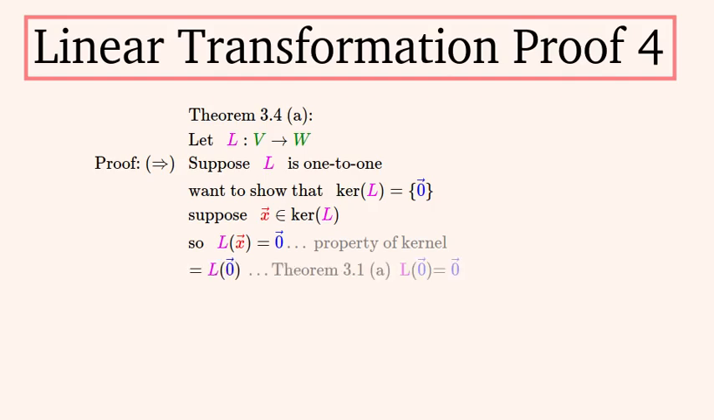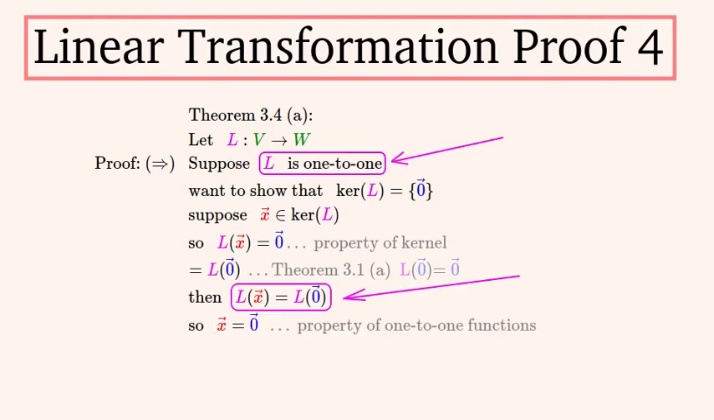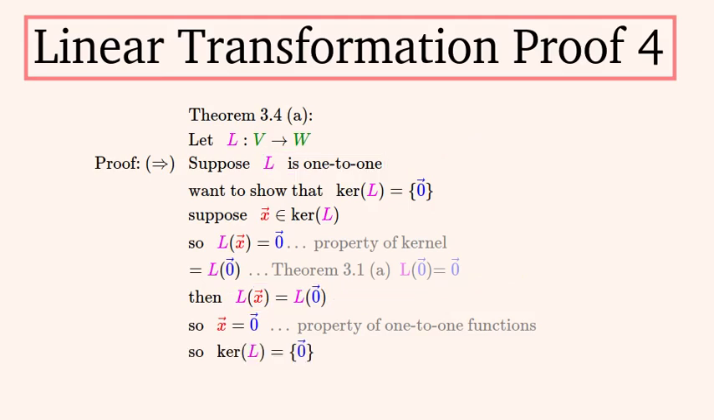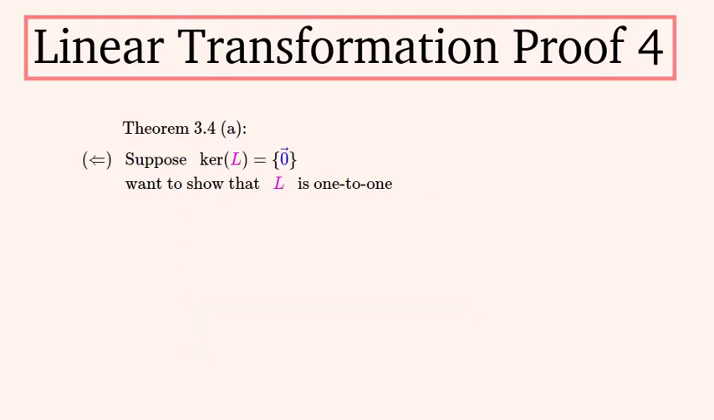And then we'll use this past theorem to say that applying L to the zero vector gives us the zero vector. So now we can write it out like this. I didn't really have to write it, because it's already written above it, but I wanted to highlight this result. Then we can use the property of one-to-one functions to get this result, that x is equal to the zero vector. And this means that only the zero vector can be in the kernel, so we've proven part A in the forwards direction.